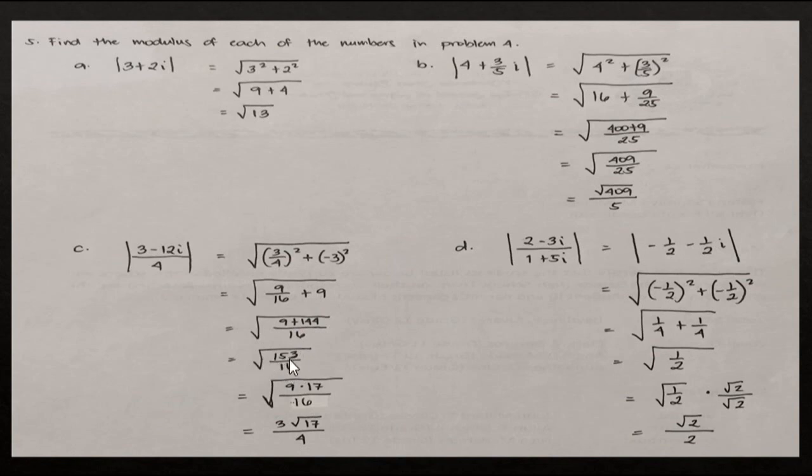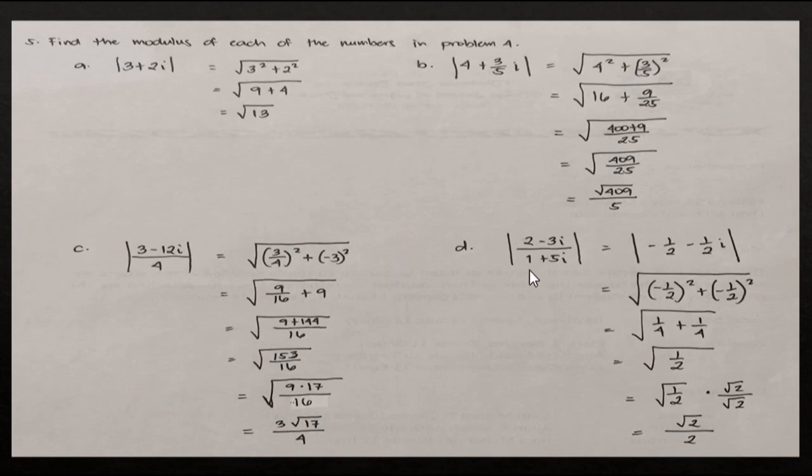Naka-square root gihapon. And then, pwede na to siya ma-simplify. Pwede na to ma-factor out si 153 as 9 times 17 over 16 para mapagawas na to si 9 since the square root of 9 is 3. Then, wala may square root of 17, so times square root of 17 lang ta. Then, the square root of 16 is 4. So, this is the answer. 3 square root of 17 over 4.